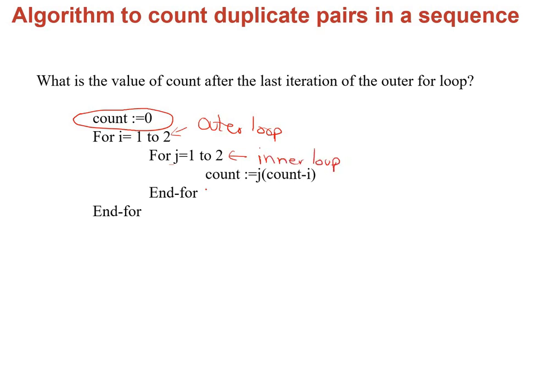Okay, and when you go into the inner loop, you basically redefine count as j multiplied by count minus I, and then the inner loop ends. So this is the end of the inner loop, this is the end of the outer loop. So now how do we solve this? How do we figure out the final value of count?